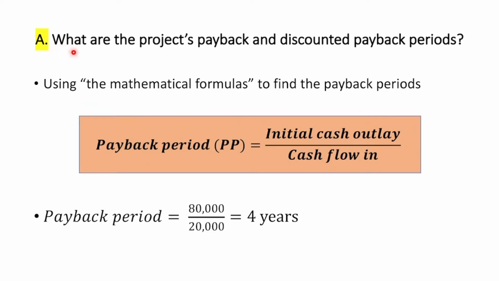Find the payback period by using the mathematical formula like this picture. Payback period comes from initial cash outlay divided by cash flow in. From the problem, they have an initial cash outlay of $80,000 and cash flow in each year of $20,000. So that becomes 4 years. It means that the project has a time period of 6 years, but it will pay back at year 4. It shows this project is acceptable because it does not lose profit.